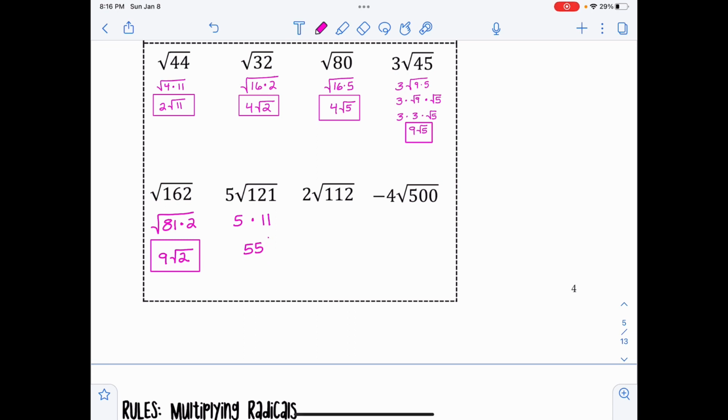The 5 was on the outside of the radical, so it is multiplied by the value that is inside the radical. There we go. Same thing over here. I've got 2 times everything inside the radical. Square root of 112. So 112, I'll divide that by 2. What do I get? 56. 56 is not a perfect square.